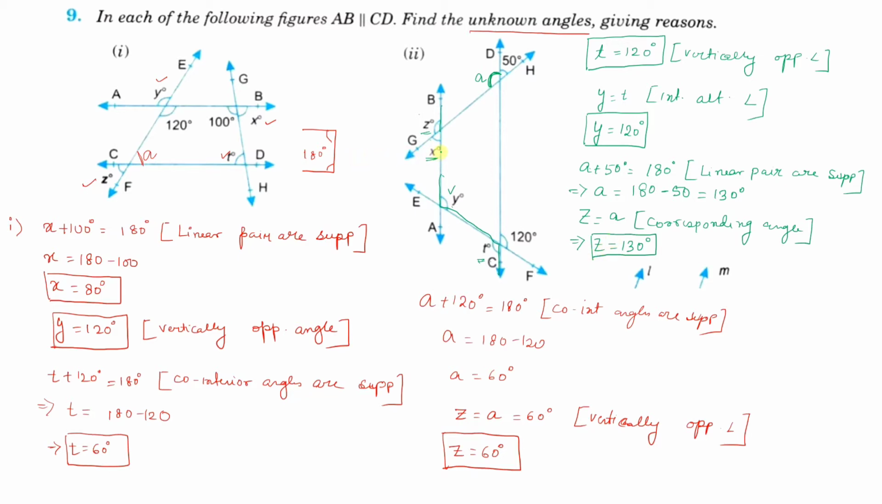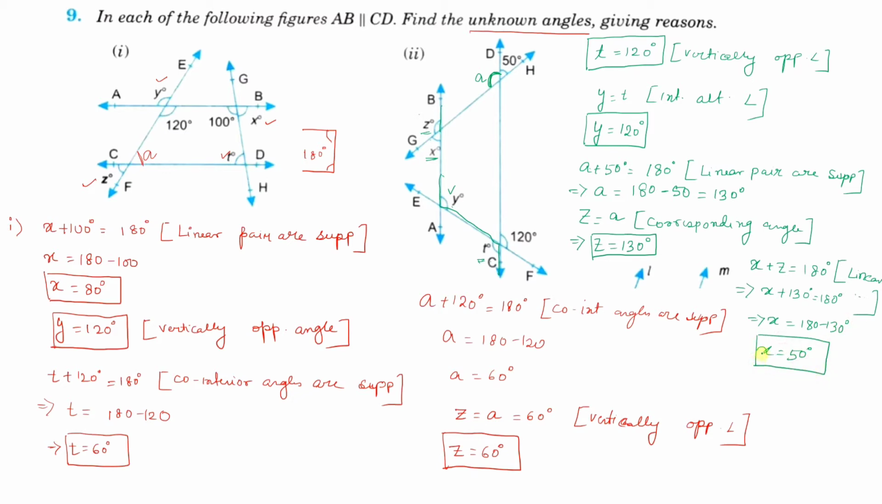So x you can easily find out. X and z are forming a linear pair. So write down x plus z is equal to 180 degree, and the reason will be linear pair. Okay, write down this yourself. Next, x plus z means 130 degree equals 180 degree. So the value of x will be 50 degree. Okay.